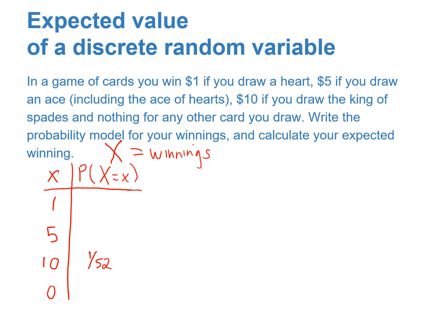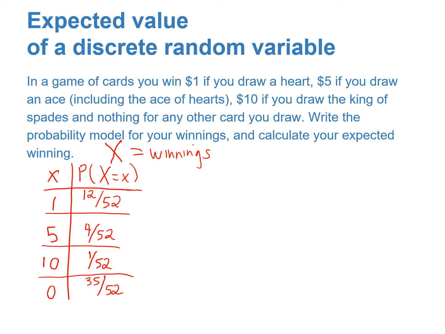We also know that you get $5 if you draw an ace, including the ace of hearts. There are 4 aces out of 52 cards, so the probability of winning $5 is 4 out of 52. And $1 if you draw a heart, but remember you're getting $5 if you get the ace of hearts, so there are 12 other hearts in the deck out of 52 cards, so the chance of winning $1 is 12 out of 52. And then there are 35 remaining cards for which we don't win anything, so the probability of winning nothing is 35 out of 52.